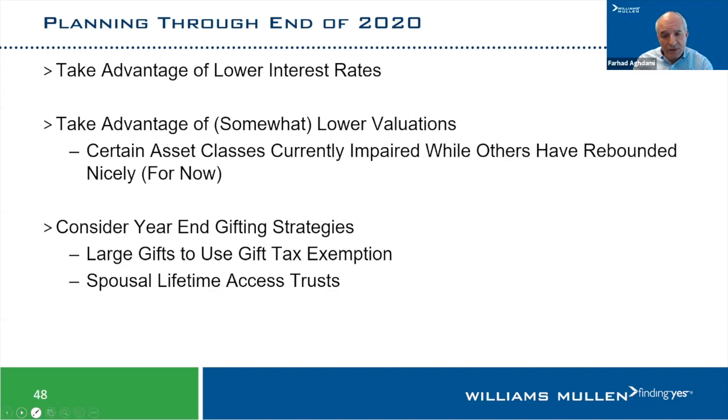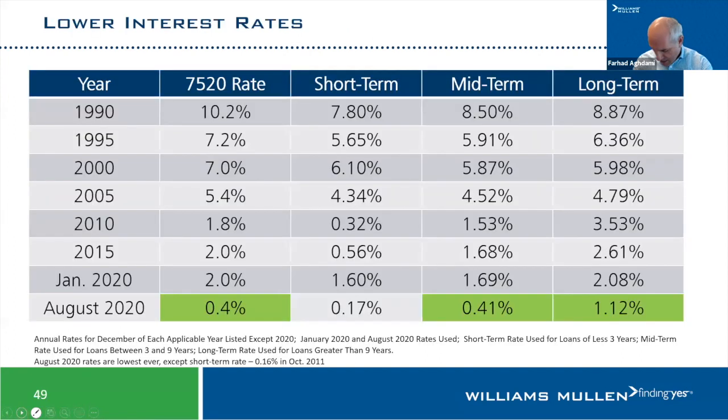And then we're also looking at doing some year-end gifting, as I alluded to, creating trusts and maybe taking advantage of and using the current large exemption. So let's go to the next slide, talk a little bit about interest rates. So interest rates are as low as they've ever been. The 7520 rate is the absolute lowest, 0.4%. It's the lowest historic ever.